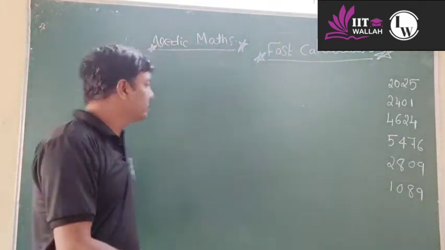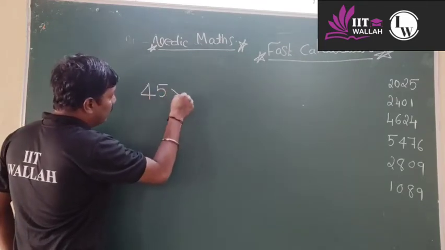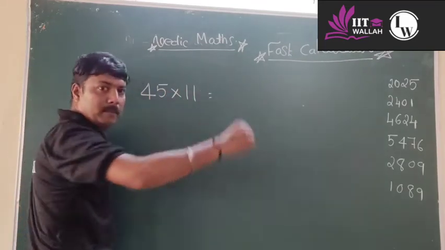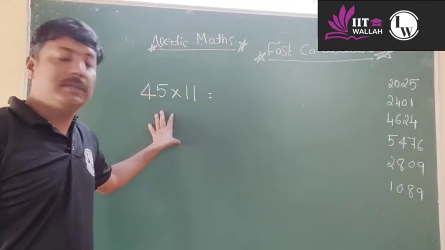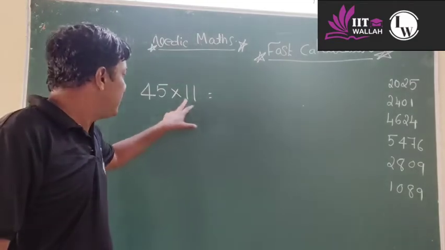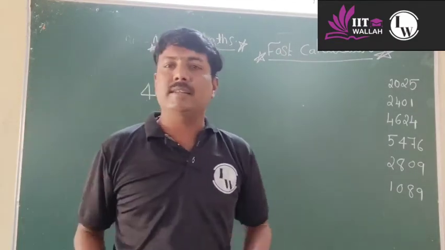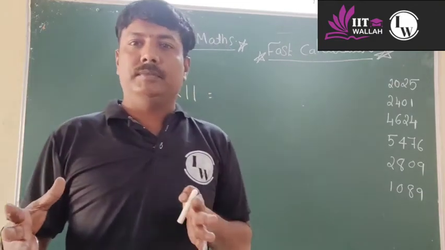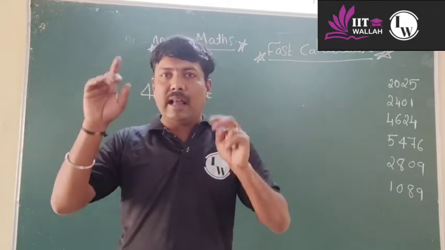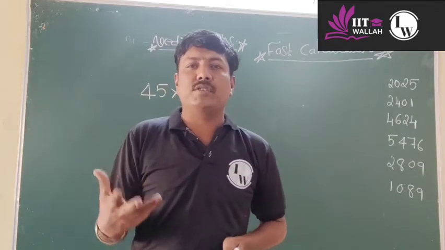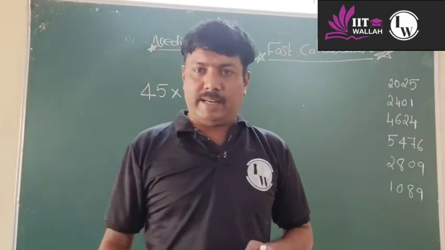For example, suppose you want to multiply 45 with 11. This multiplication method is only applicable to 11. It is not applicable to all numbers. It is the method of 11. So if you want to multiply any number with 11, it is so easy to do. In Vedic maths, we can find the answer in 1 second.